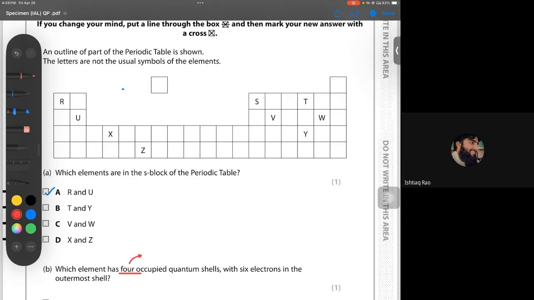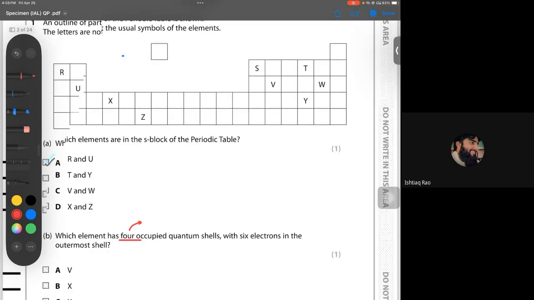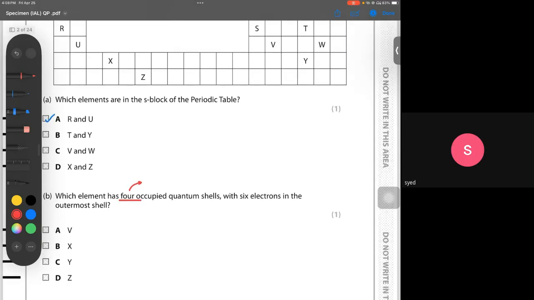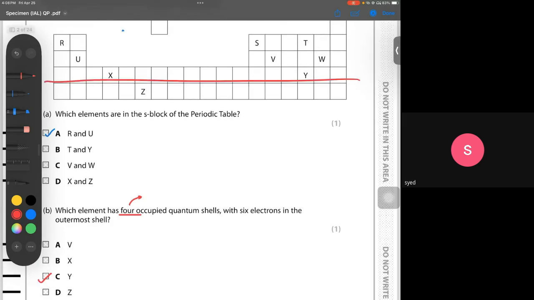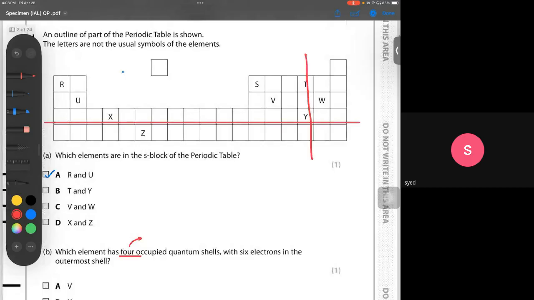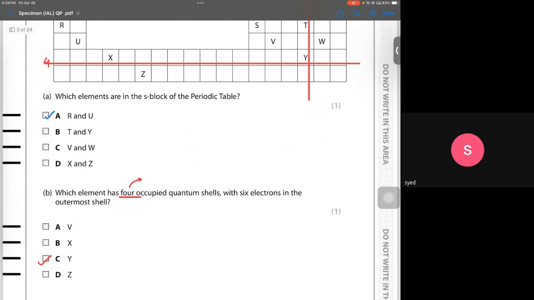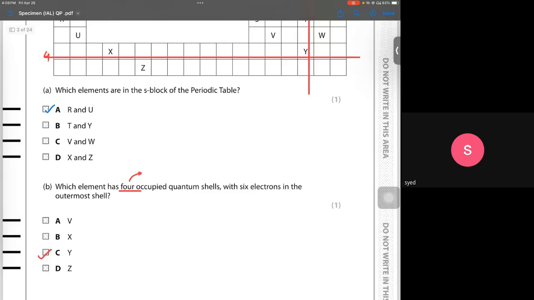So can you tell me what should be the answer? So you have V, X, Y, and Z. What do you think? Why? Yes, exactly. Because it's group 6 and fourth period. So this is group six, and this is fourth period. So that's why Y is your correct option. So you need to know what the group number is going to show and also the period number. Group number means valence electrons, outer electrons, and the period number means the total number of shells.